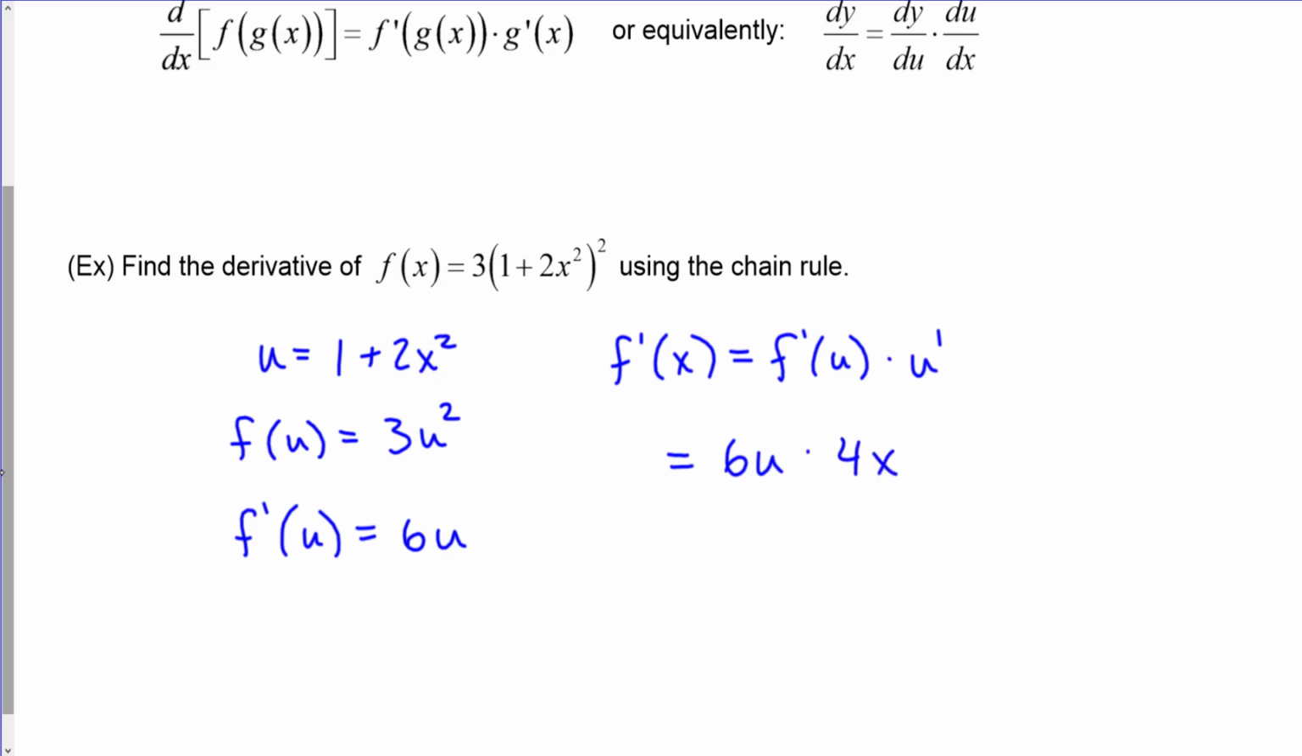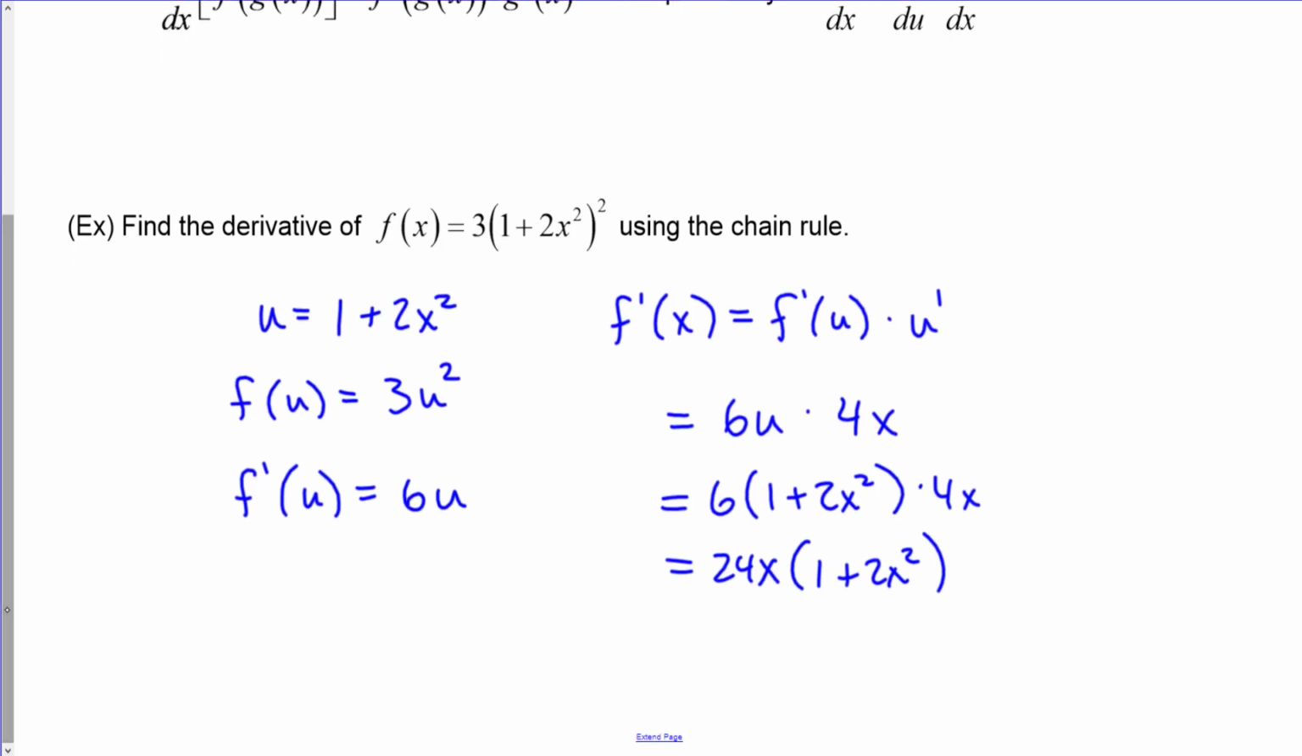4x. But the function f is stated to be of the variable x. So I need to go back to the original variable x. So this would be 6 times u, which is 1 plus 2x squared, times 4x, which would be 24x times 1 plus 2x squared. And if you compare that to what we had on the previous slide, you would need to multiply the 24x in to see 24x plus 48x cubed is the same answer that we had before.